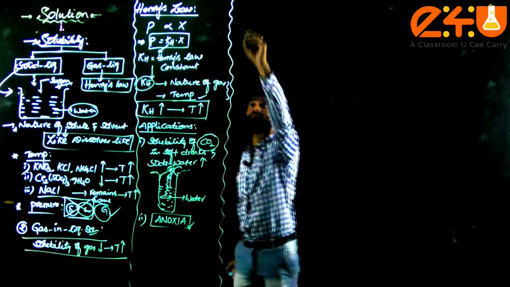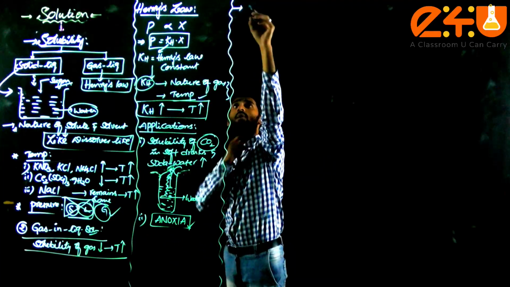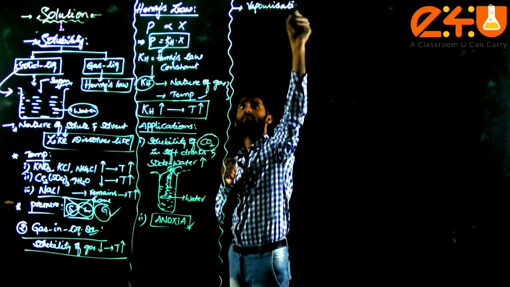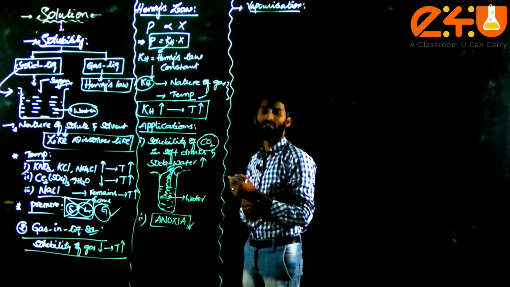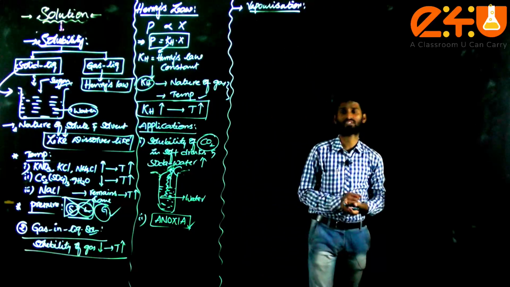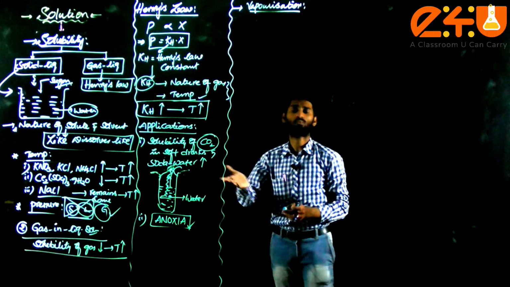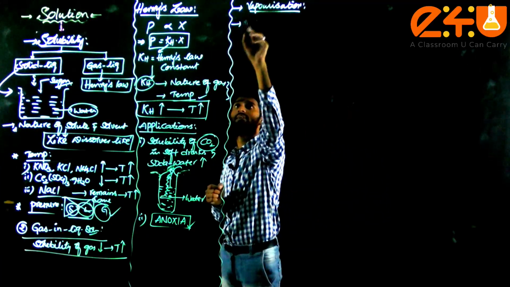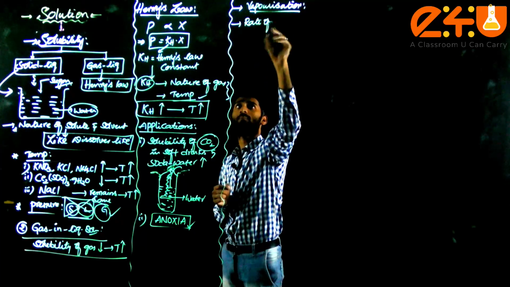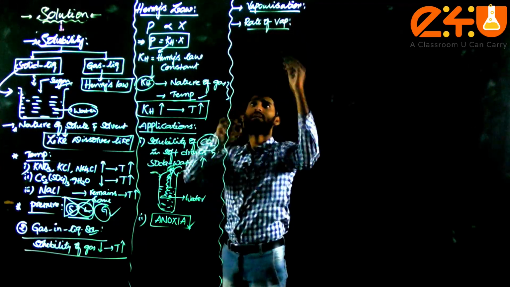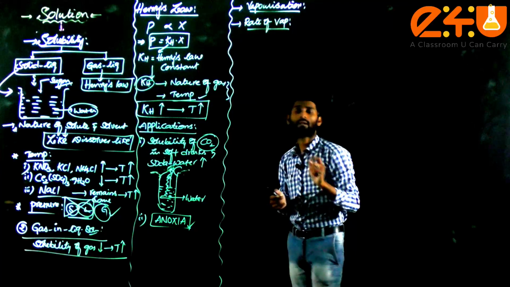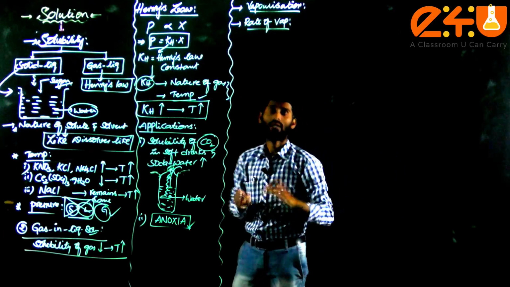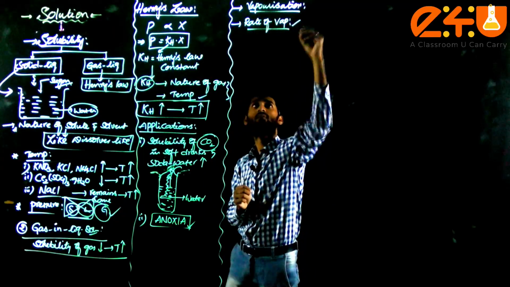Next one comes here. What is meant by vaporization? Now let me explain about Raoult's law. Before that I am explaining some things. Vaporization means, as you already know, the process in which liquid converts into vapor at a given temperature. Next one is called rate of evaporation or rate of vaporization. Rate means the number of molecules which escape from the liquid per second, which is known as rate of vaporization.